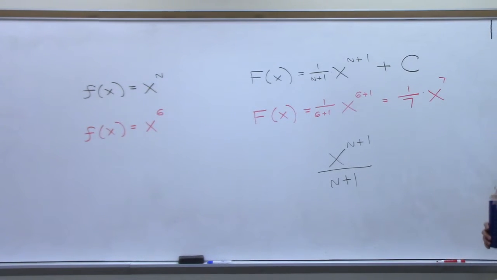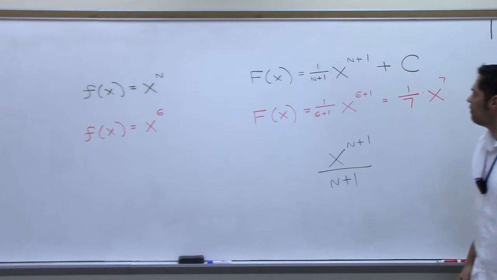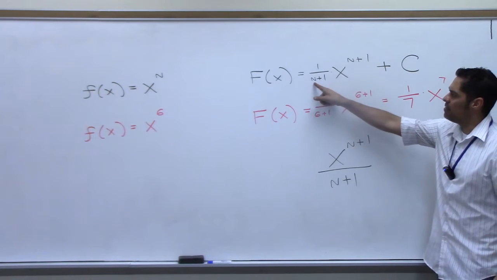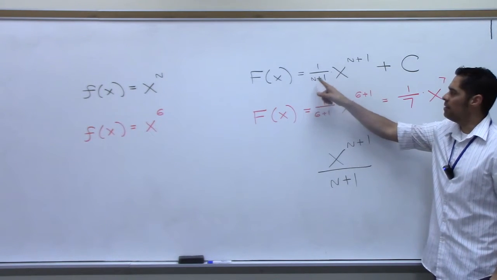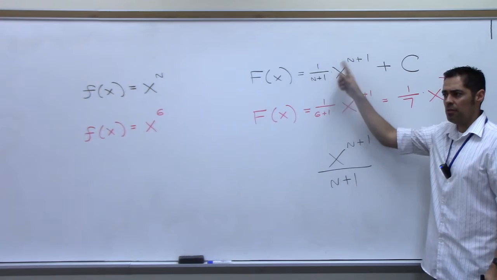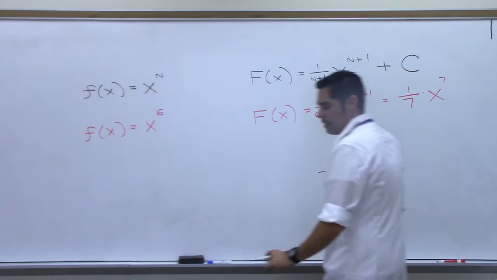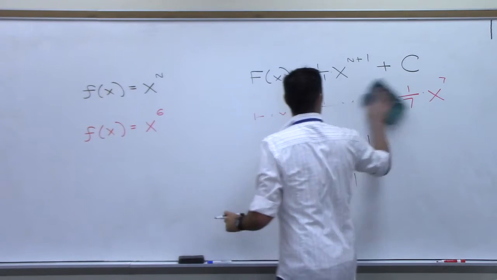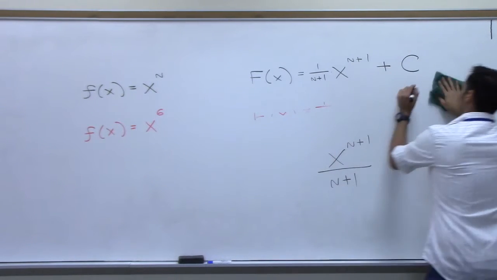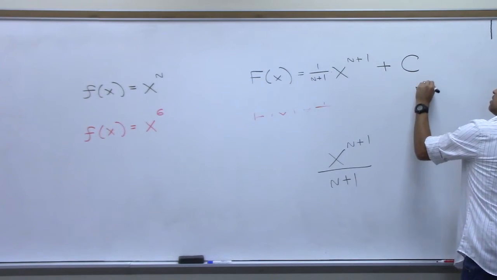No, there is a point where it doesn't work, and you can see it in the formula. It's if n is negative 1. Because if n is negative 1, you get division by 0. So we will say here at the end that this formula works so long as n is not negative 1.